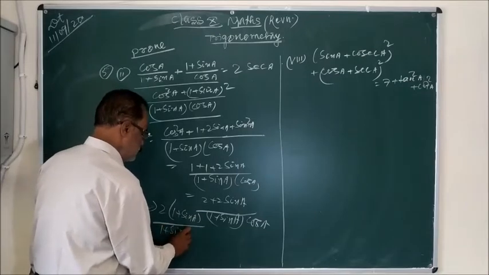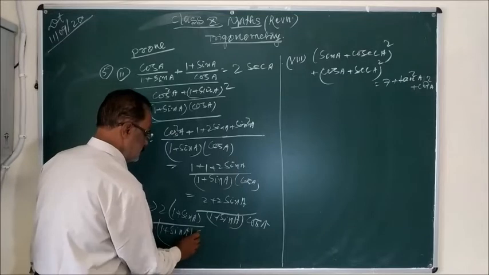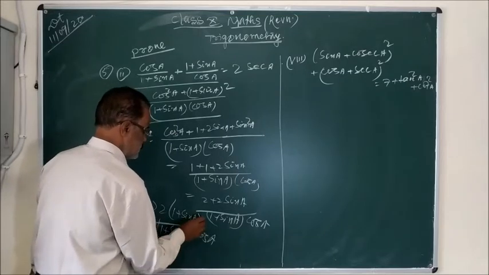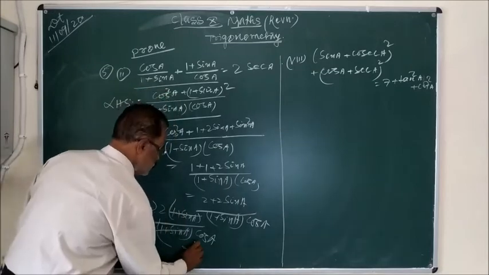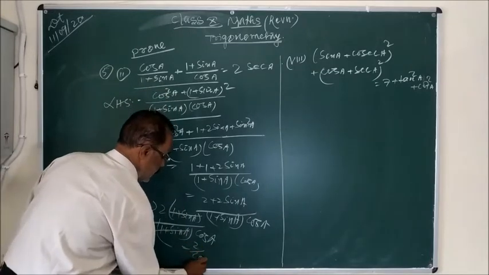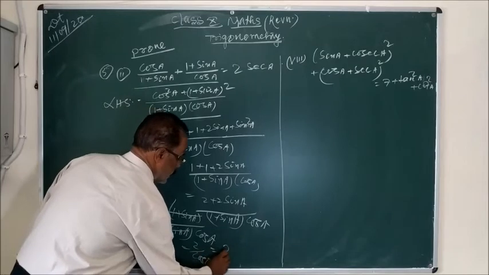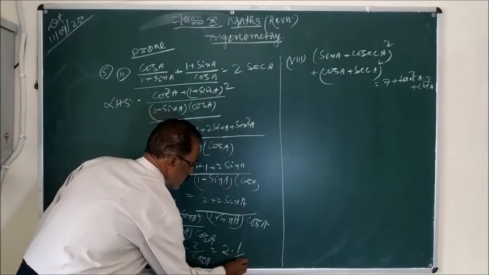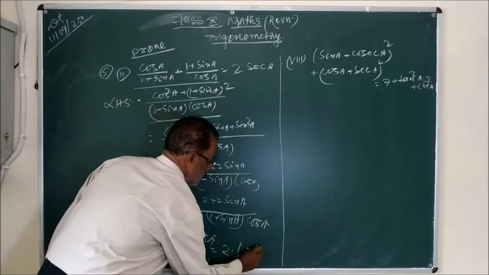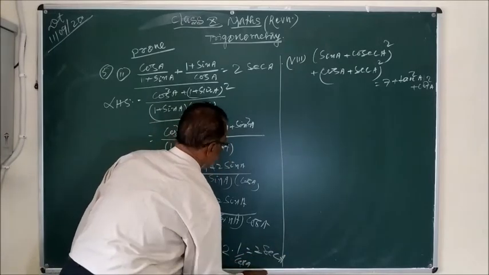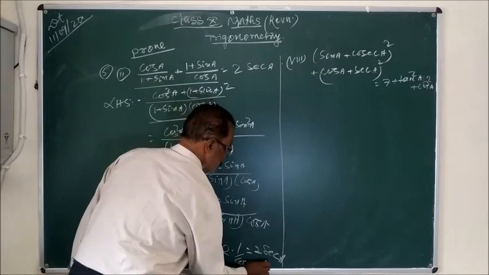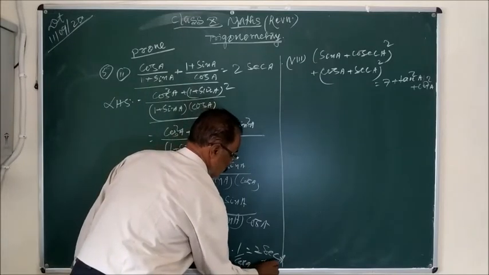And now this will be cancelled, 1 plus sin A, 1 plus sin A. So you are getting 2 upon cos A. You can write this as 2 into 1 upon cos A, and 1 upon cos A is equal to sec A. So 2 sec A, this is the right hand side. So LHS is equal to RHS.